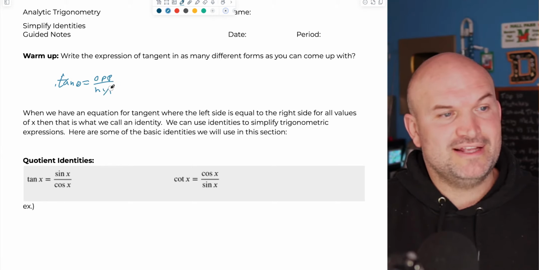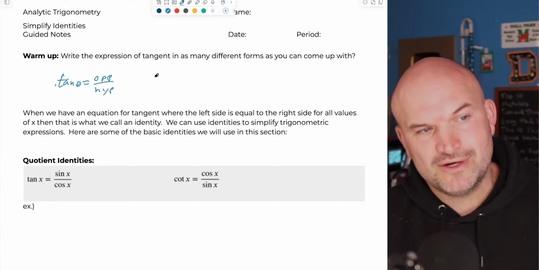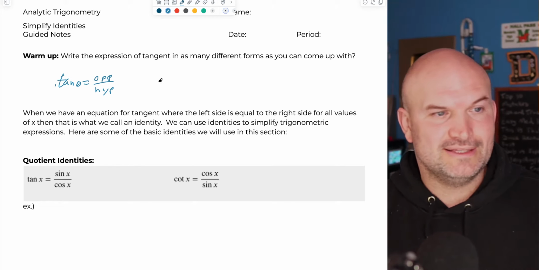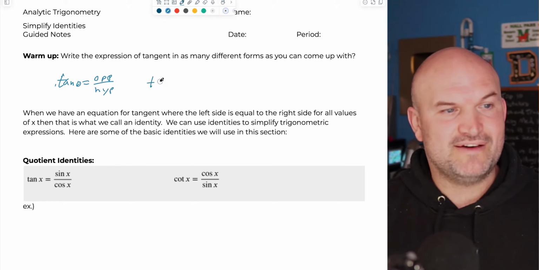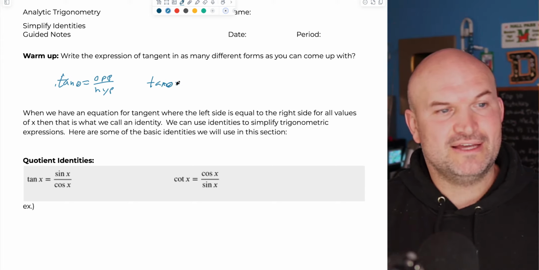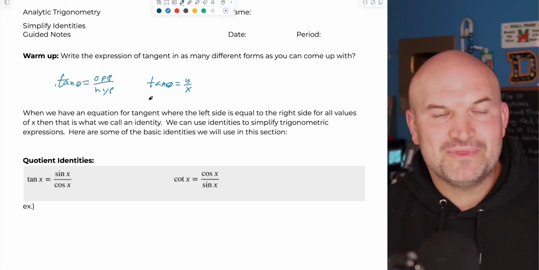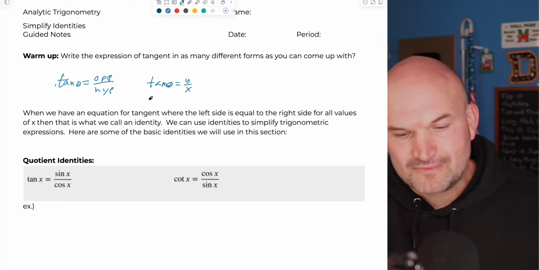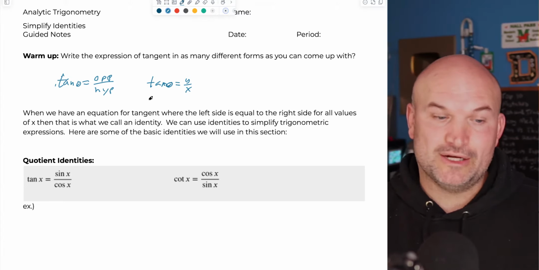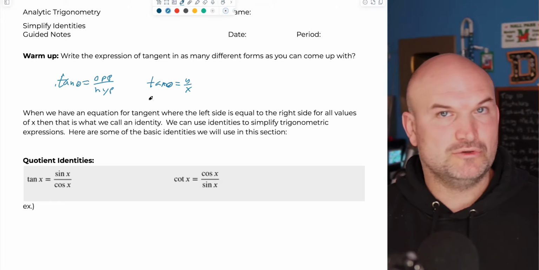hypotenuse. And then students were like, oh yeah, but I also remember in trig, in the last lesson, we also dealt with when we have a coordinate point on the unit circle, that we can represent tangent of theta as y over x, right? And that is good. So the thing about identities is an identity is basically just an equation where the left side is equal to the right side.